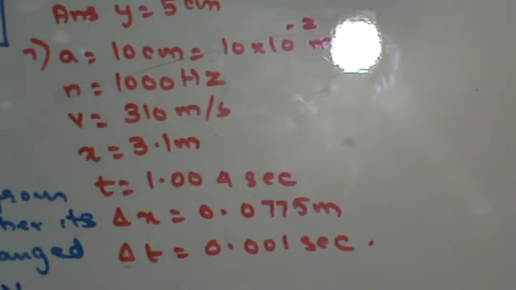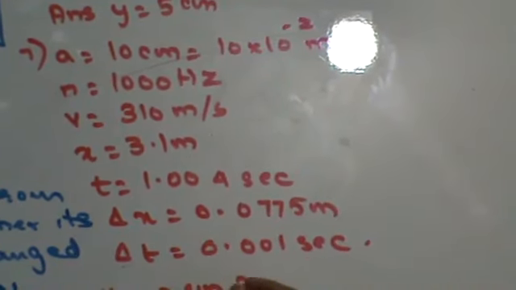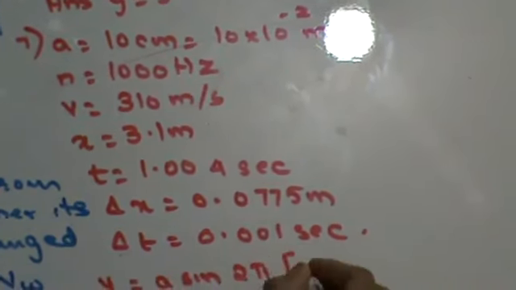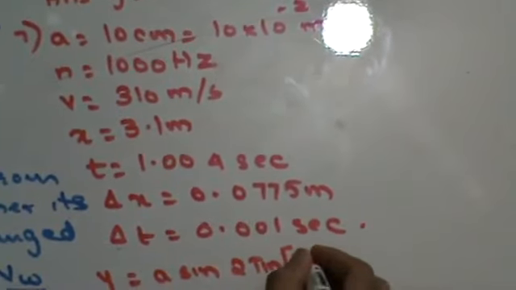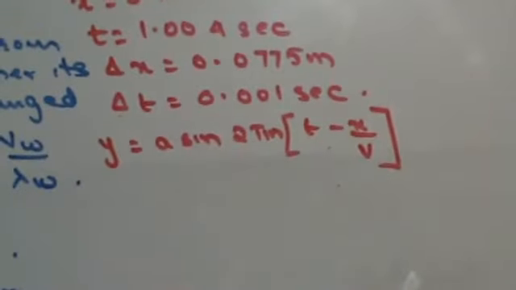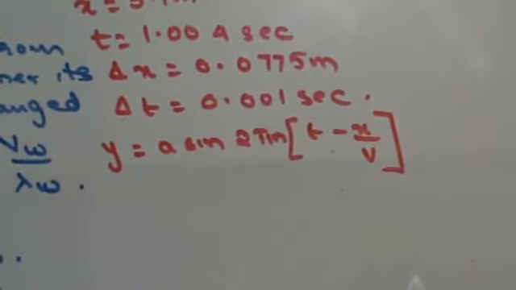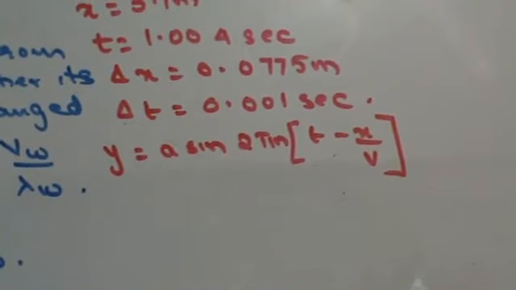Now first of all, everything is given to you, so I could find out the displacement by using my simple harmonic motion equation. Y is equal to A sine 2 pi n, and if I take n outside, this will be (t minus x by v), and this is the same formula I used in the second sum. Because frequency is given to me, I can use this formula 2 pi n (t minus x by v). So I'll come to know my displacement.